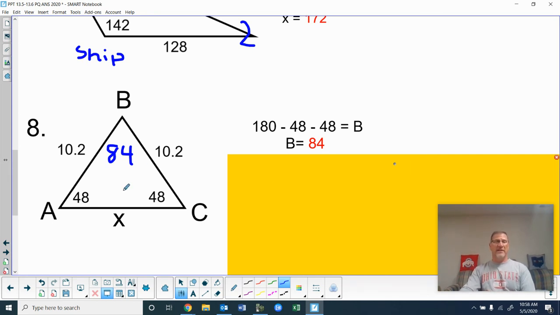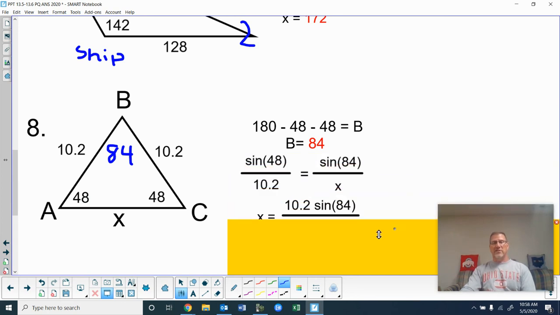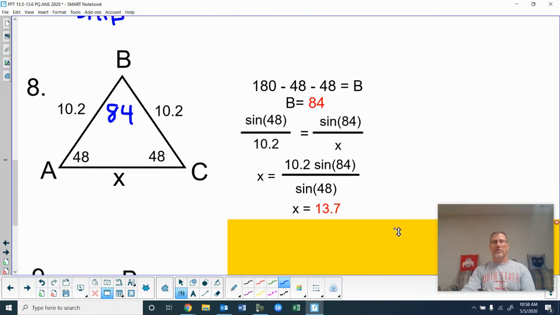So we use law of sines. All right, sine of 48 over 10.2 equals sine of 84 over x. Cross multiply and divide, and you get 13.7, or rounding it to the nearest whole number, 14. And I guess that would be meters. The length of that third side. Okay, so make sure you answer the question. A lot of you just left it 84. It didn't ask for the third angle. I asked for the third side.